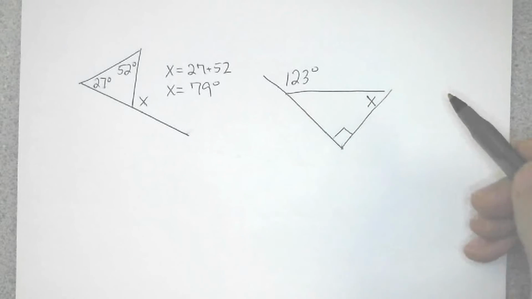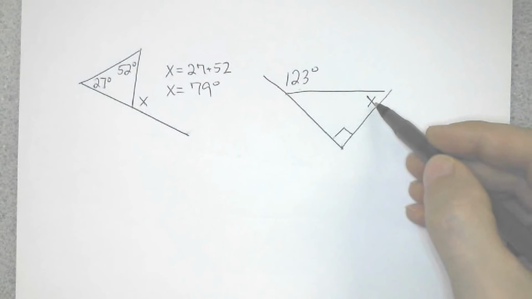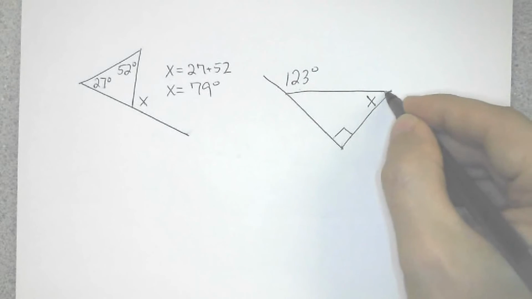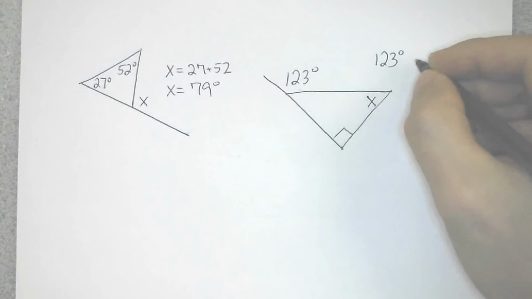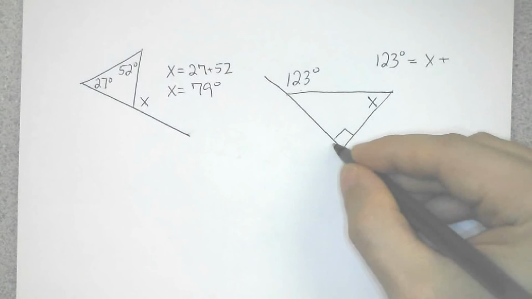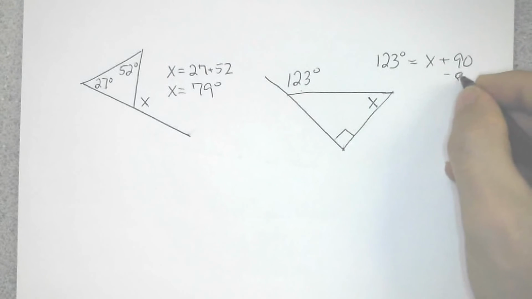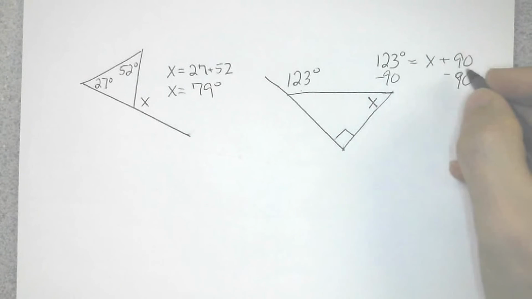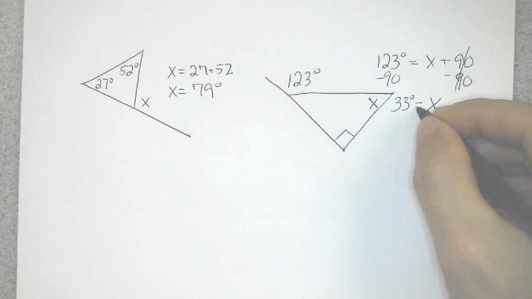Now right here, this one's interesting because we have the exterior angle, we don't know what x is, and x is one of the interior angles. Well, we know that 123, the exterior angle, is going to equal x plus this right here. Remember that box means 90 degrees. So I'm going to take away 90 on both sides. I do that and end up with x equals 33 degrees.